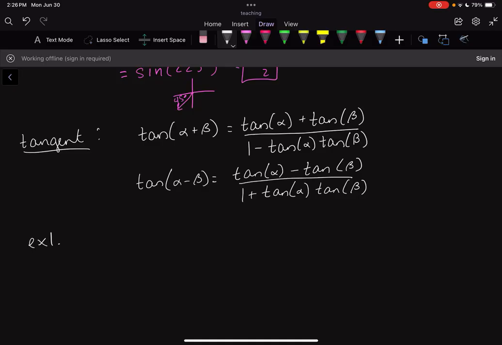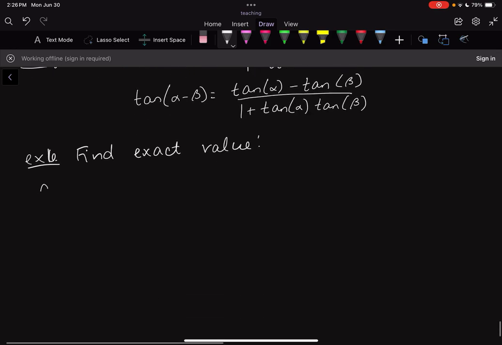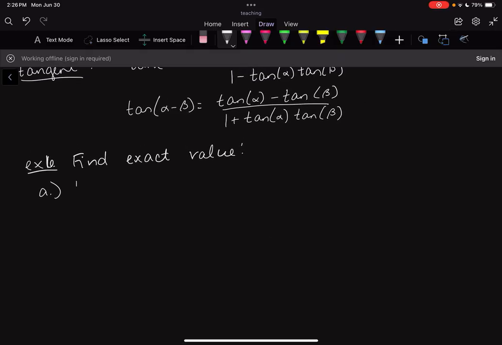So let's look at an example. This one I'm actually going to give us a negative angle just to work with. This is example 1 of tangent, but I really should say it's example 6 of this section. So again, I'll just say find exact value. And I'm thinking of maybe doing 2 of these. So I'll do part A and part B. So let's see, for part A, let's look at tangent negative 15 degrees.